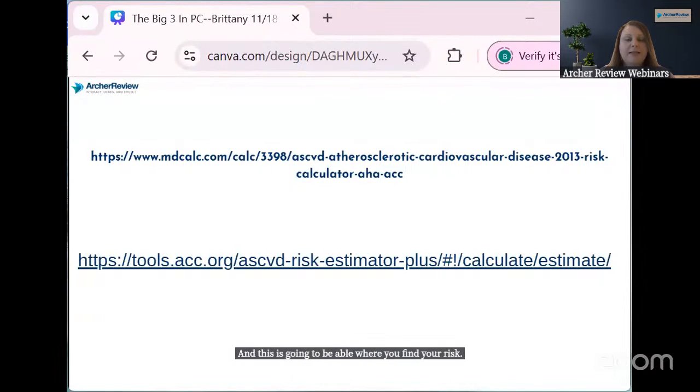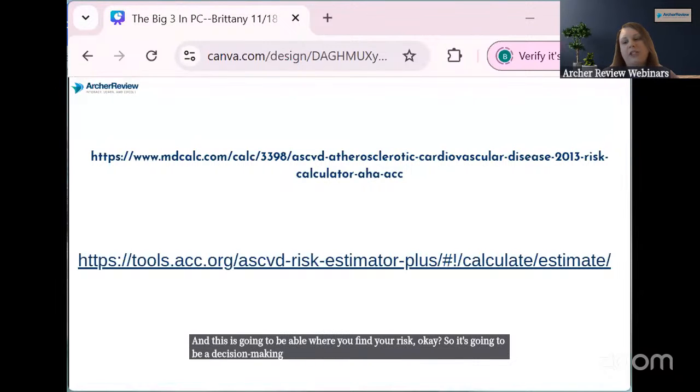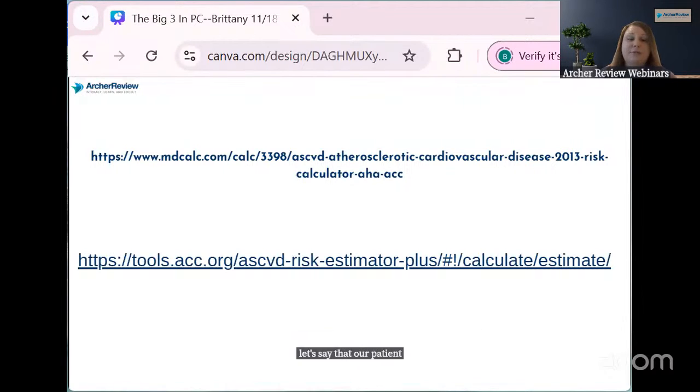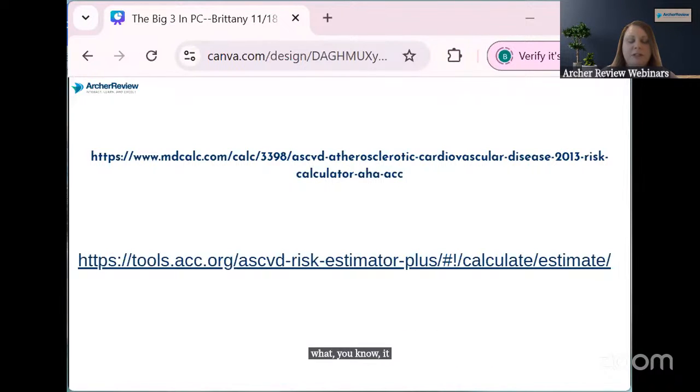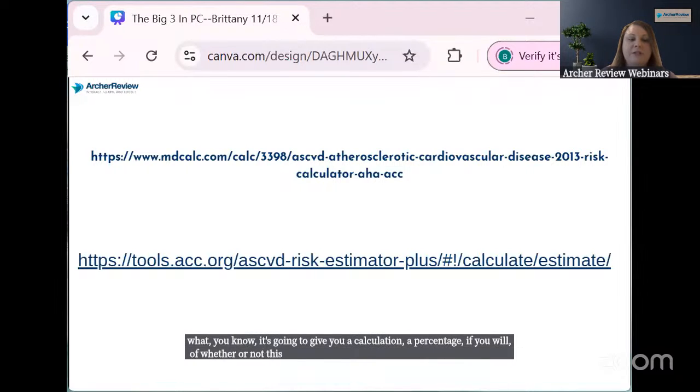So it's going to be a decision-making tool on whether or not this patient needs statin therapy. So for example, let's say that our patient is a smoker, they've been treated for high blood pressure, and let's say they're not diabetic, but let's say that their LDL is a certain number. You can put all that in and it's going to give you a calculation, a percentage, if you will, of whether or not this patient needs to be considered for statin therapy.